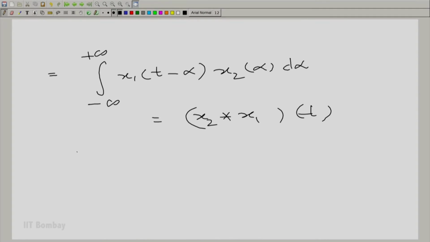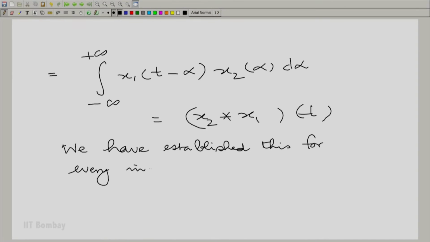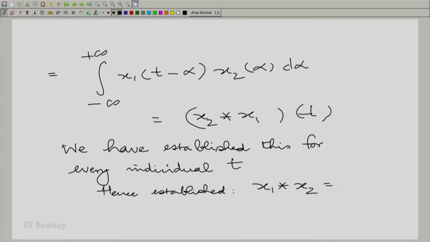And since this is true for every t, it is quite clear that convolution is commutative. So, for every t we have established this, for every individual t. Let us write that down. We have established this for every individual t. Hence, established: x1 convolved with x2 is the same as x2 convolved with x1 for all t.